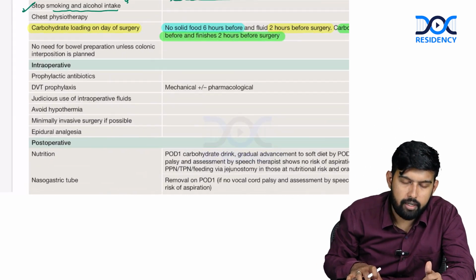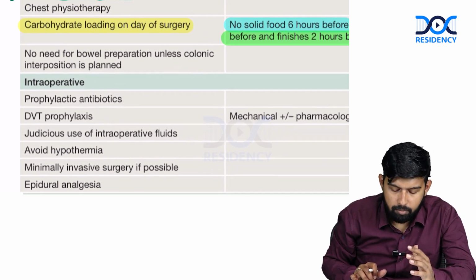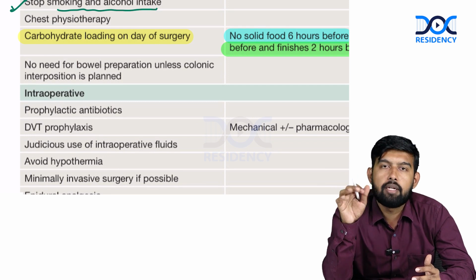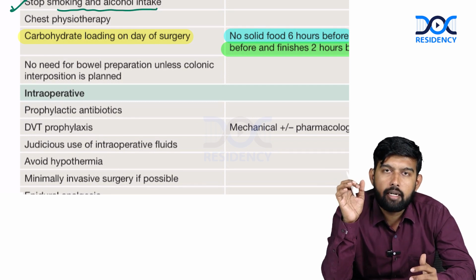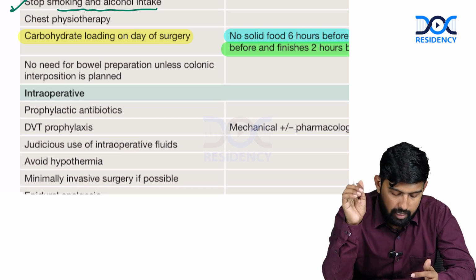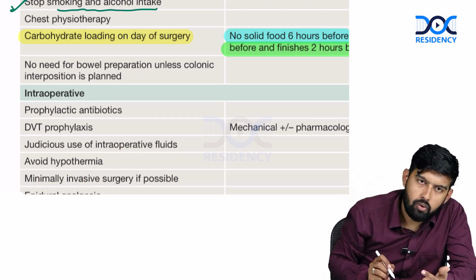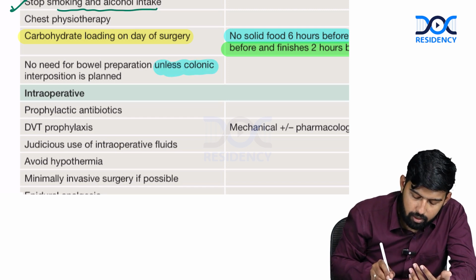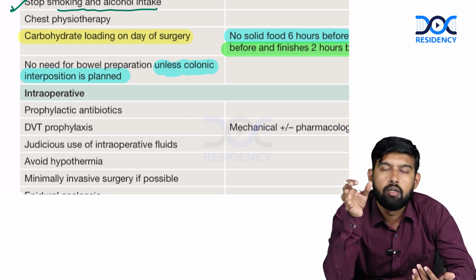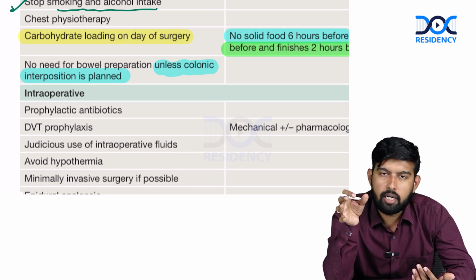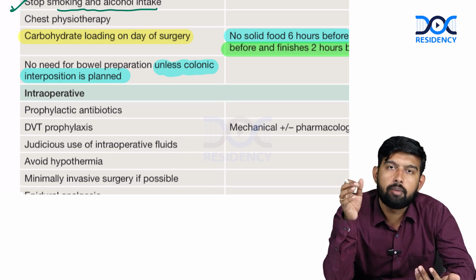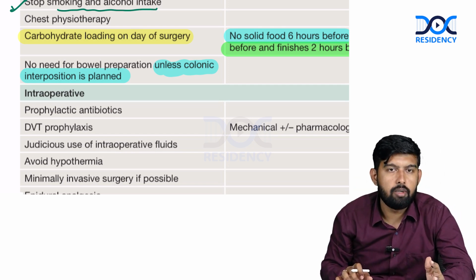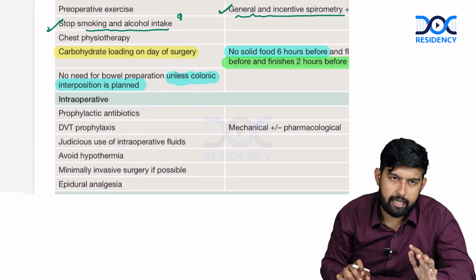And in previous days we used to do bowel preparation for any GIT related surgeries. So in the ERAS protocol there is no role of bowel preparation unless we have to use a colonic interposition, or colon used as a conduit in case of gastric surgeries or esophageal surgeries. So there is no need of bowel preparation unless indicated.